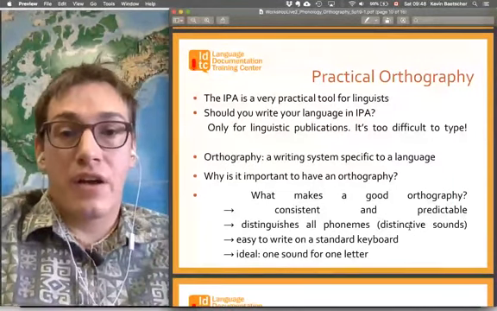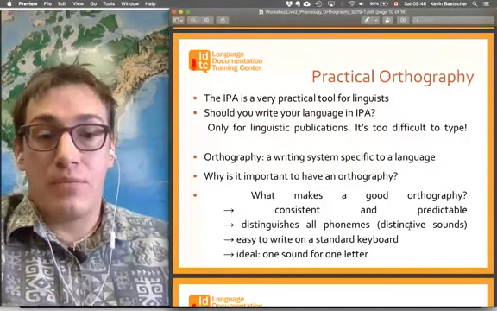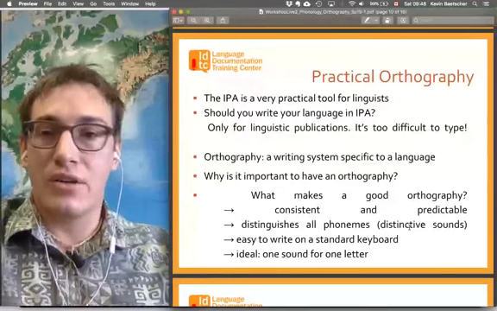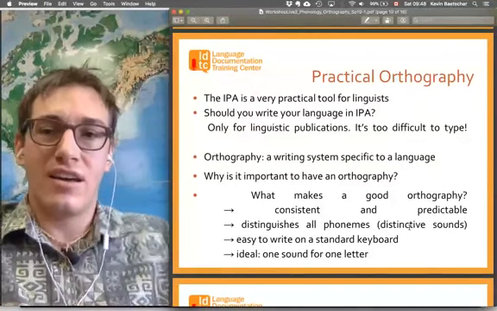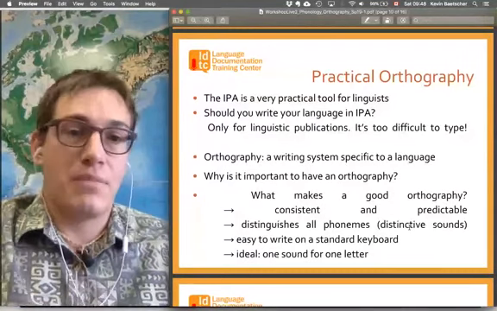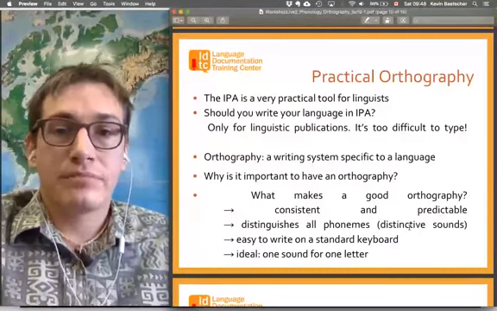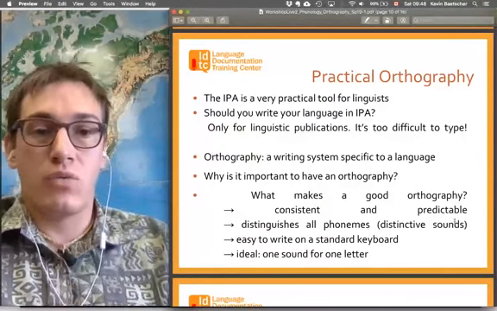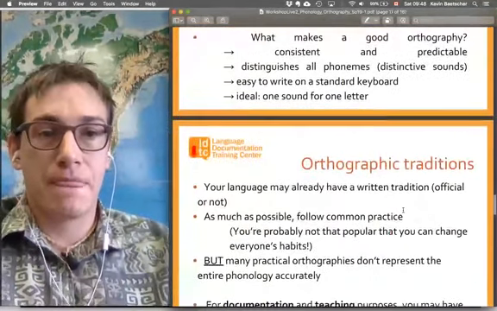A good orthography also is easy to write on a standard keyboard. You don't want to use a whole lot of special letters that require you to download a separate keyboard or something. Just stick to the easy ones that everyone can type on their phones and on their computers. The ideal really is to have one sound corresponding to one letter and vice versa. Okay.